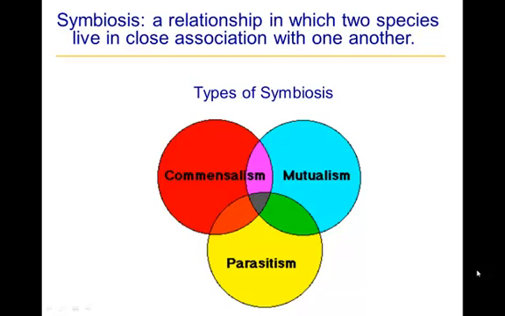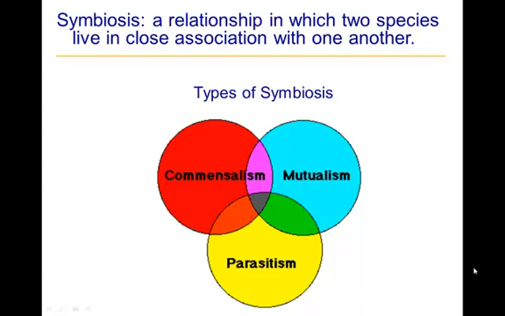Hello students, this is Module 1.3.7, Species Interaction 3. The three interactions that we're going to discuss fall under the umbrella of symbiosis. Symbiosis is defined as a relationship in which two species live in close association with one another. The three interactions we're going to discuss are commensalism, mutualism, and parasitism.